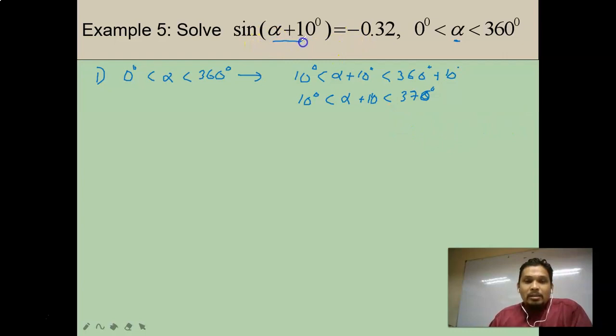Okay, now sine angle equal to negative. Sine is positive in the first and the second quadrant, so sine is negative in the third and fourth quadrant. Okay, so now second step, we clarify that alpha plus 10 degree lies in the third and fourth quadrant.